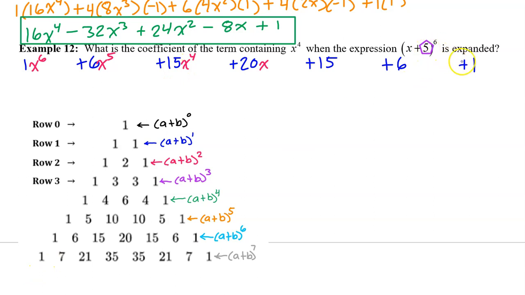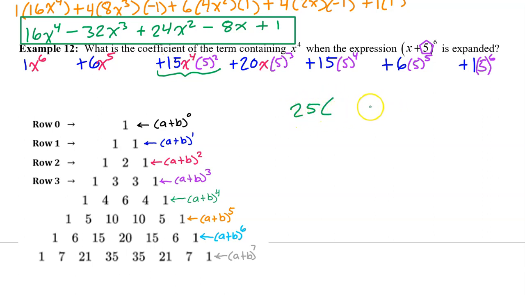The 5 is on the right, so I start off with 5 to the sixth power on the right. And then it's going to go 5 to the fifth power, 5 to the fourth power, 5 to the third power, and 5 squared. We want the coefficient of this term, so we need to just figure out what 25 times 15 is.